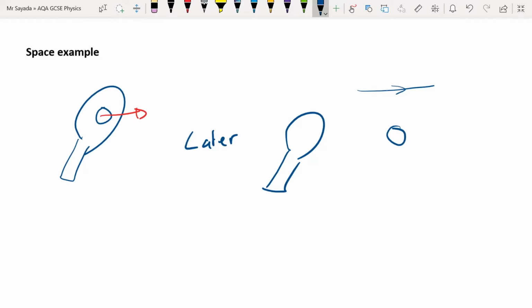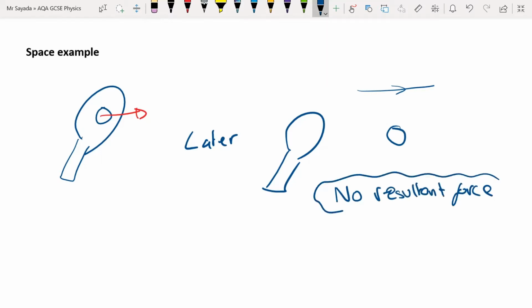Why? Say your answer to the video. You should have said because there is no resultant force. Once the ball has left the racket, there is no resultant force acting on the ball anymore. Therefore, there is no what? What do resultant forces cause? Say your answer to the video.